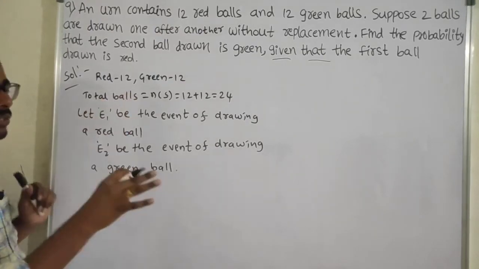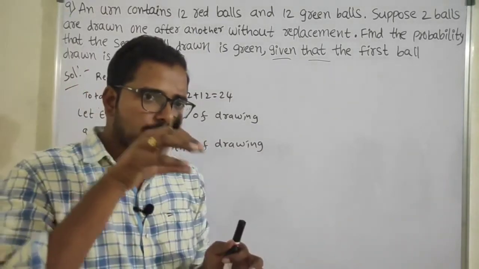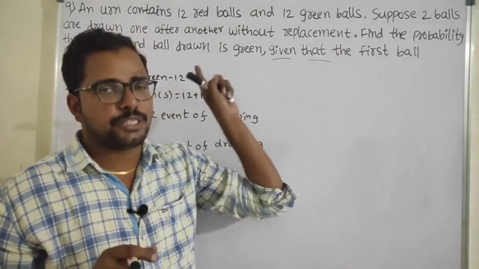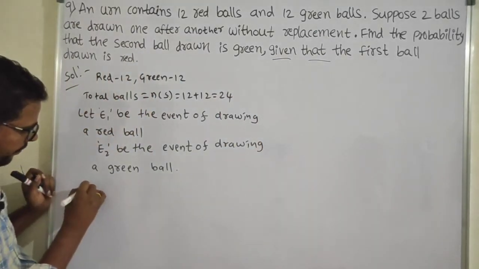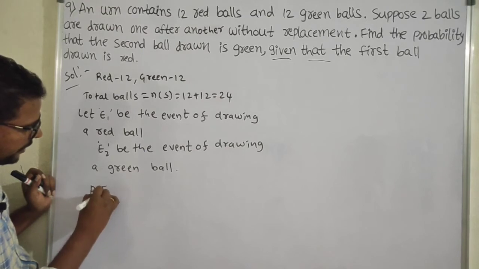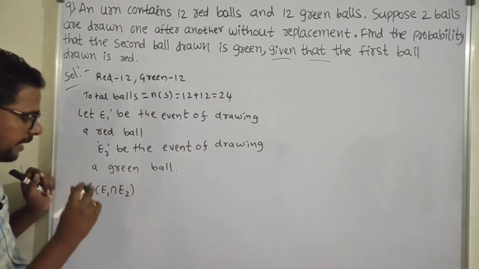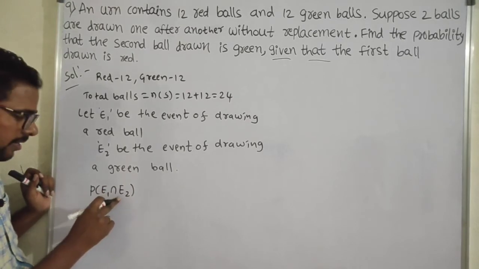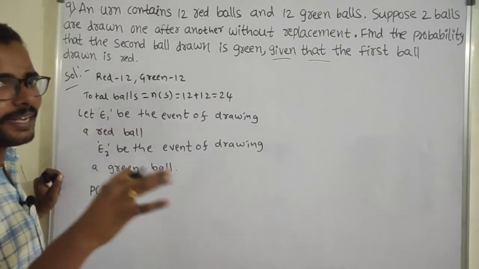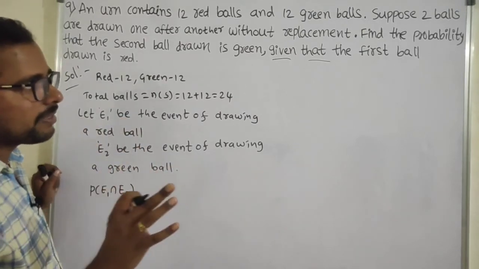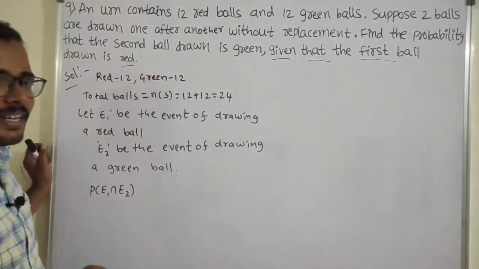We draw 2 balls, meaning we first draw a ball, and after drawing the first ball, the second ball is drawn without replacement. So we have to find P of E1 intersection E2. We have to select a red ball, which is E1, and E2 means a green ball. So we have to select both a red ball and a green ball. The first selected ball is a red ball, so first we have to select a red ball.